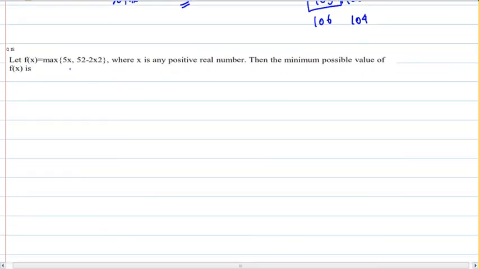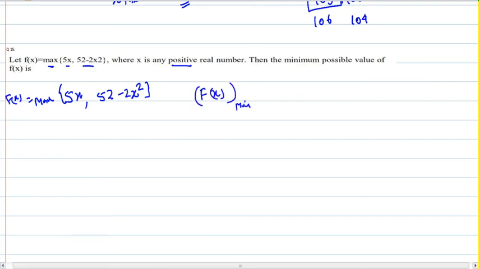You would have seen a similar question in the morning slot. I think a couple of minutes back I solved a problem like this for you. Let f(x) be the maximum of two given expressions, that is 5x and 52 minus 2x square. That is the maximum value of f(x). X is any positive real number. Again, we are looking for positive values of x. Then we are being asked to find the minimum value of f(x).